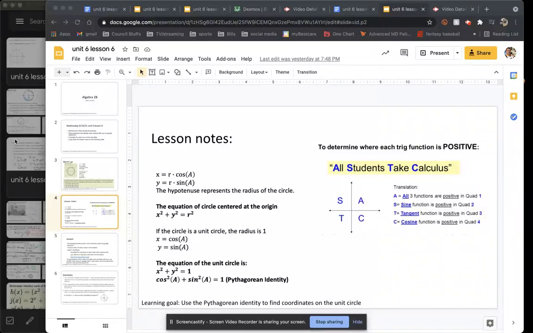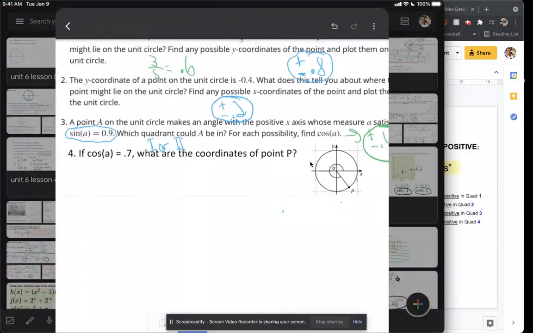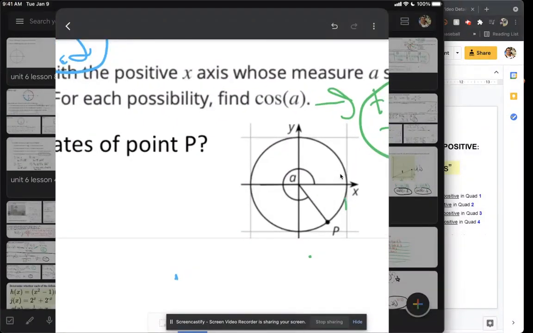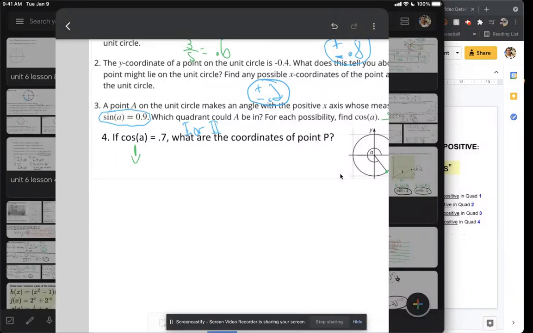All right, we are up to number 4 now. Number 4 says, if cosine of A is 0.7, what are the coordinates of point P? So that would be this point down here. Okay, so the key is that cosine is 0.7.